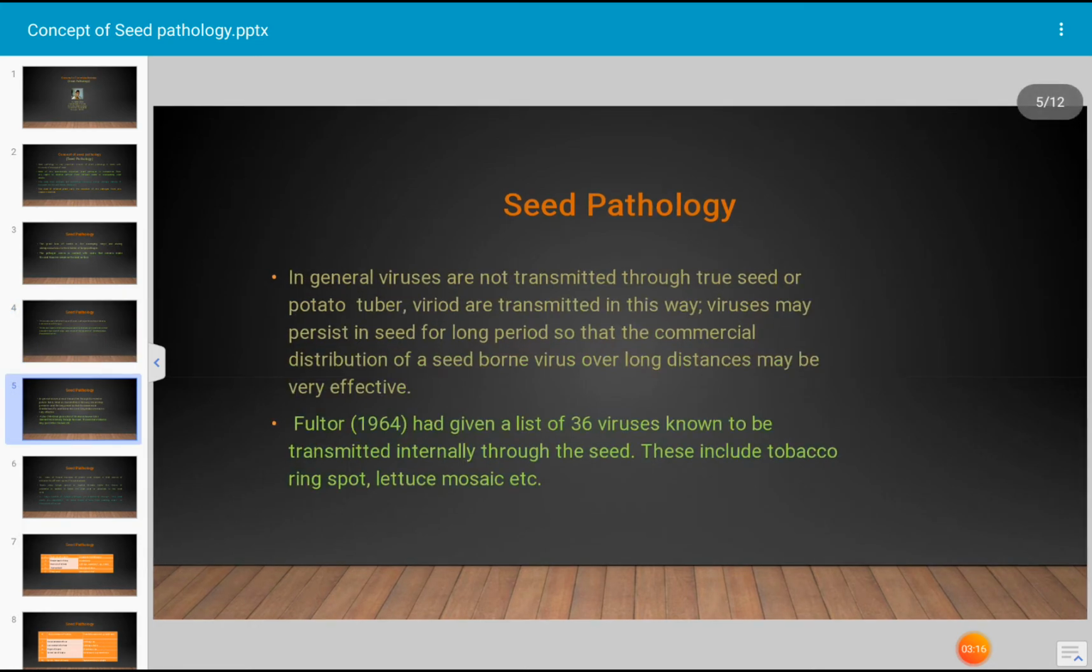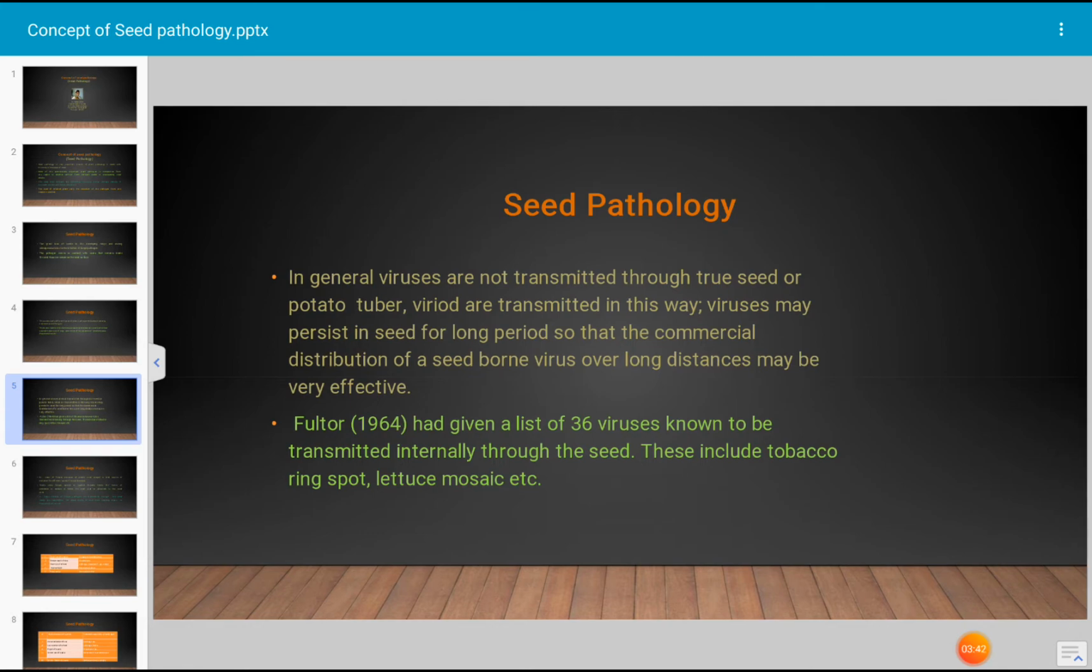In general, even viruses are transmitted through seed tubers and seeds, and viroids are also transmitted from one place to another in this way. The viruses may persist in seed for long periods, so the commercial distribution of seed-borne viruses over long distances may be very effective.